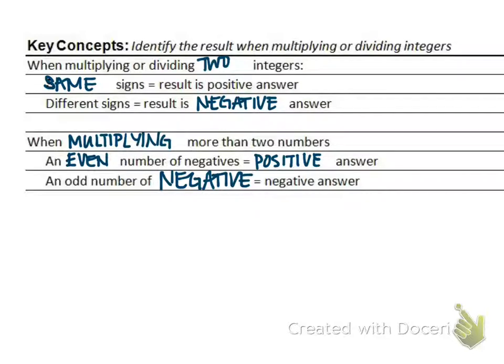So we just covered the key concepts when multiplying or dividing integers. When multiplying or dividing integers of the same sign, the result was positive. With different signs, we have the result as negative. That's this section up here. And when multiplying two or more numbers, an even number of negatives is a positive answer, and an odd number of negatives is a negative answer. Let's take a look now at doing some examples.